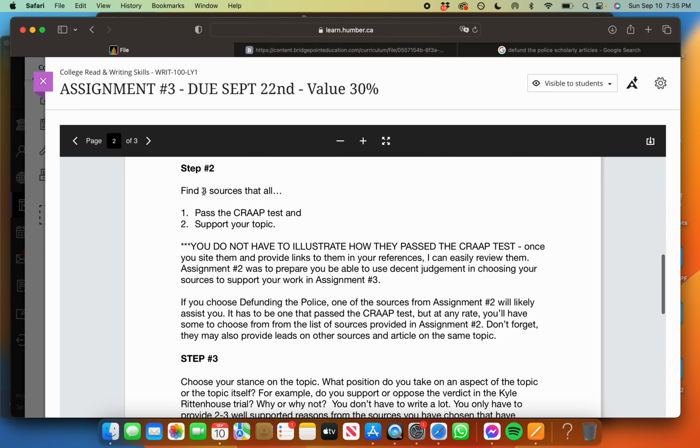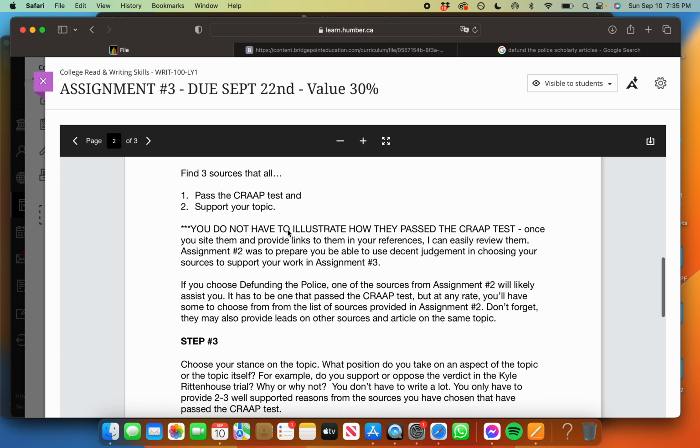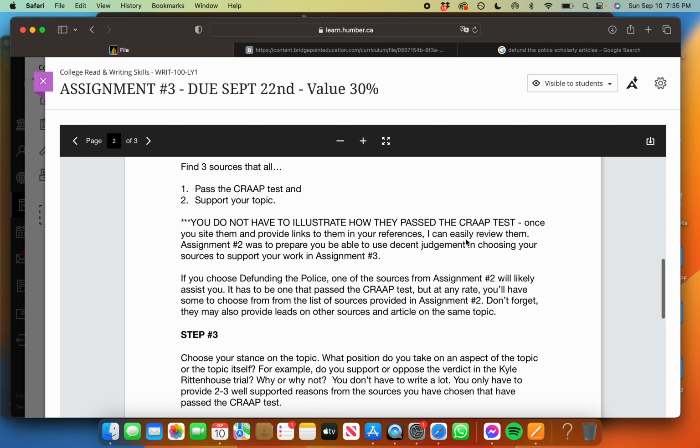Step 2. Find 3 sources that all pass the CRAP test and support your topic. You do not have to illustrate how they pass the CRAP test, okay? Don't redo that all over again. You don't have to hand that in. All you're handing in is what exactly looks like the exemplar. I just need the references. Once you cite them and provide links to them in your references, I can easily review them and see if they passed the CRAP protocol or not, and to what extent.